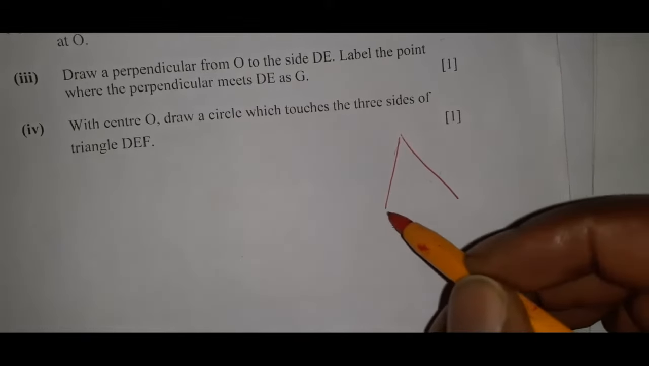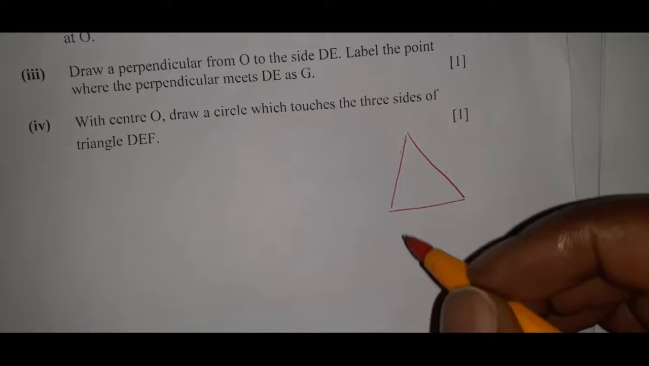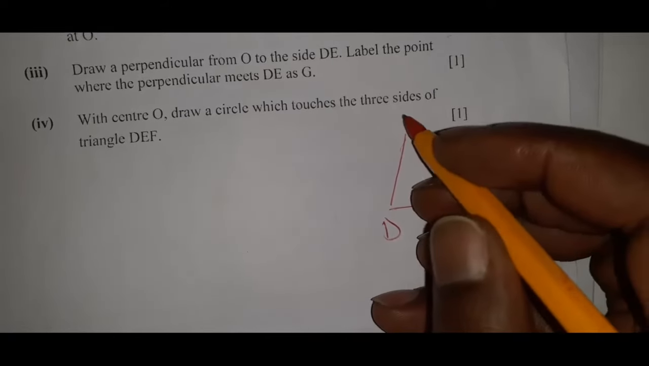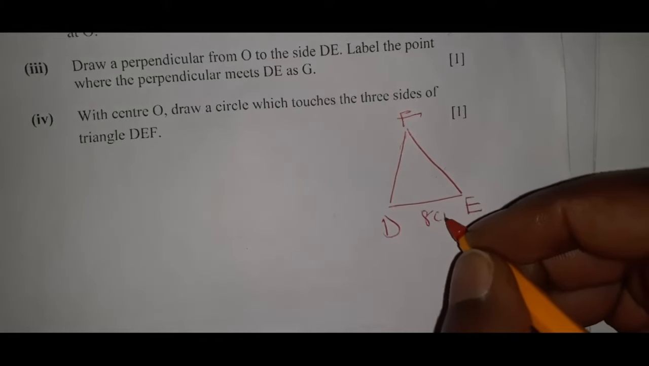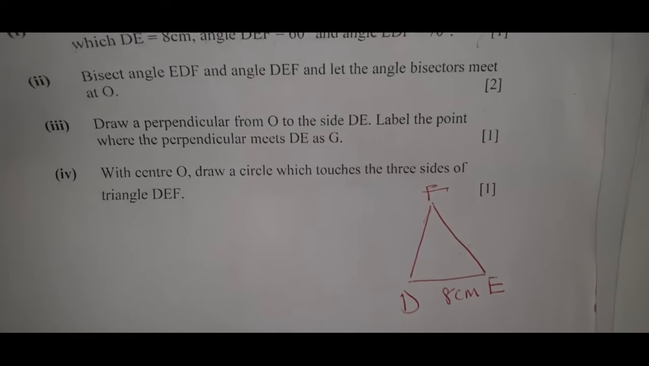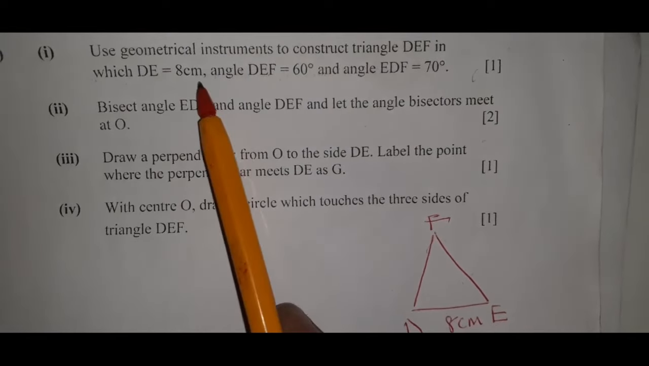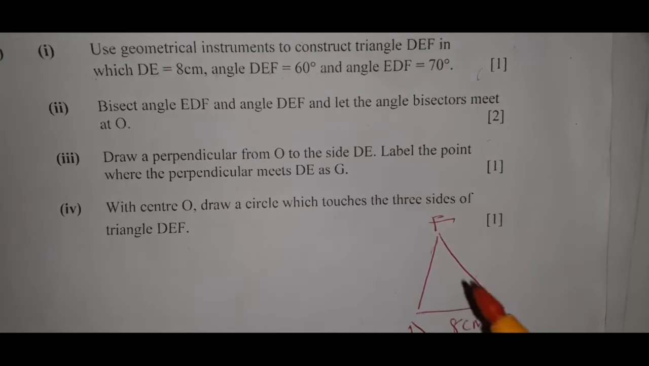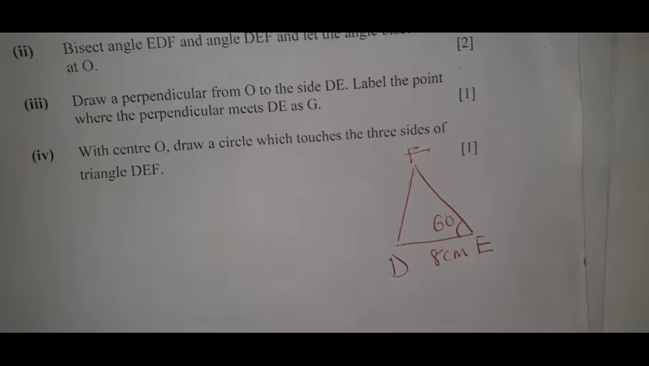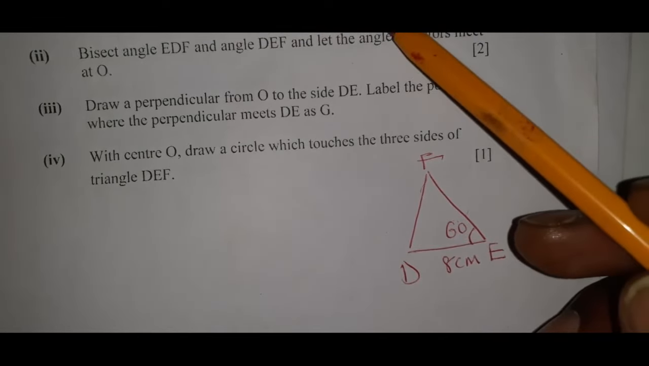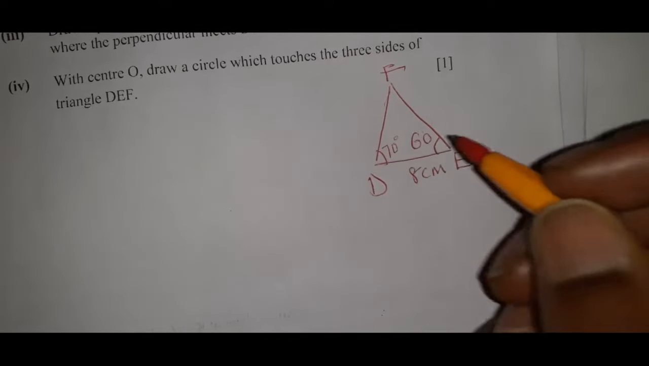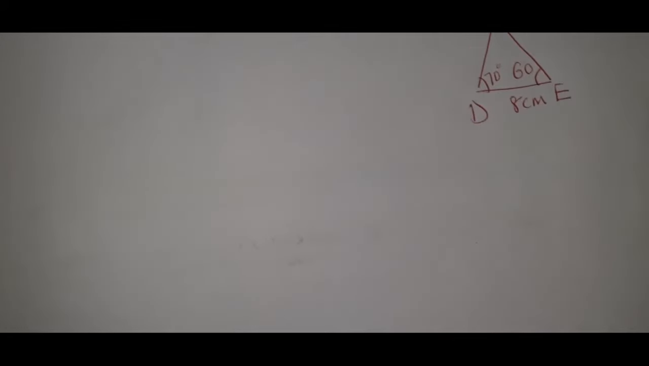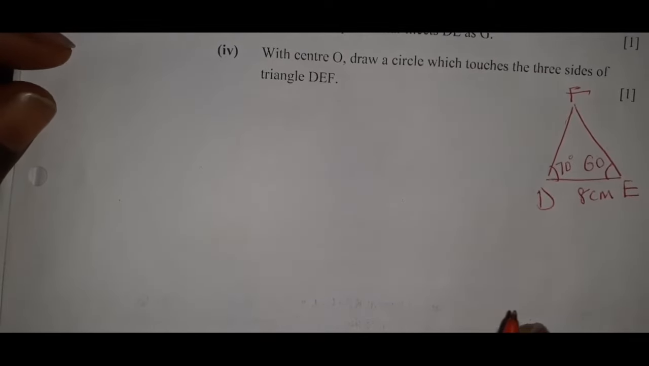Okay, so we can do a simple sketch here where we have D, E, and F. Then we are told that DE must be 8 centimeters. Then the angle at E, this angle must be 60 degrees. Then the angle at D must be 70 degrees. So this is our guide. It's very important that we follow these rules as we construct this.